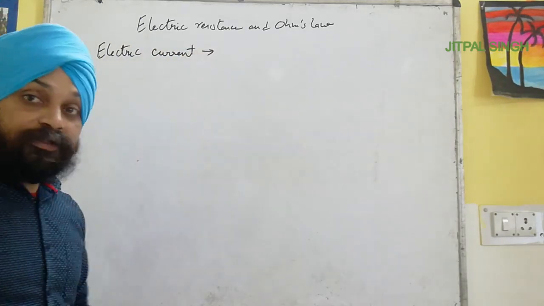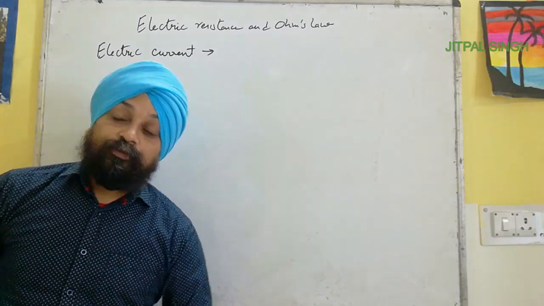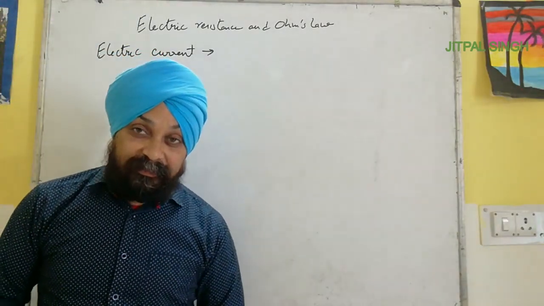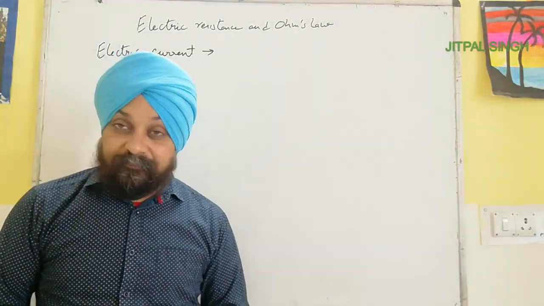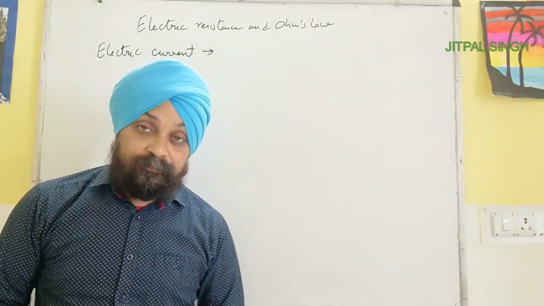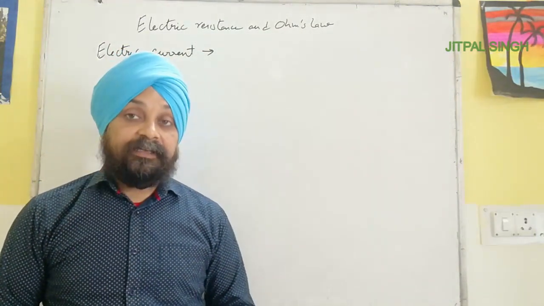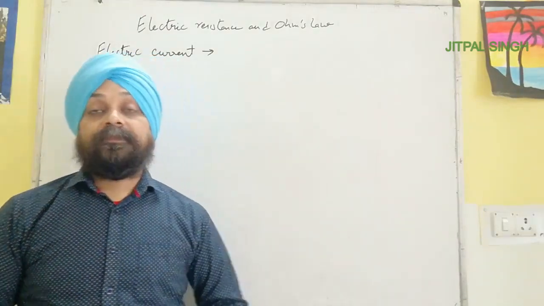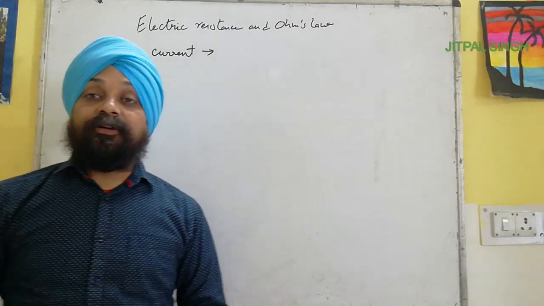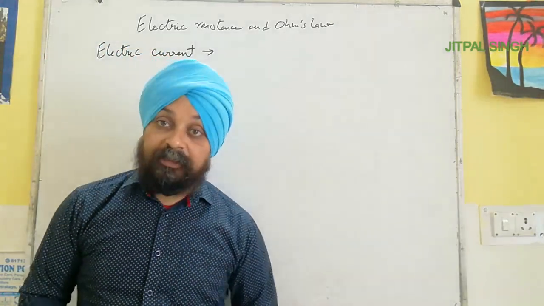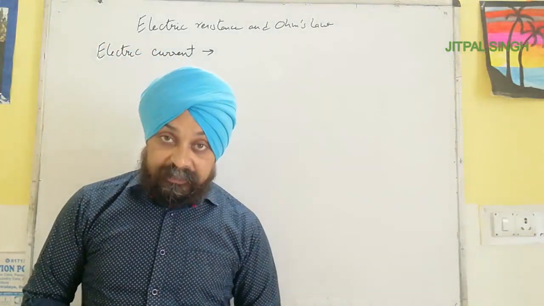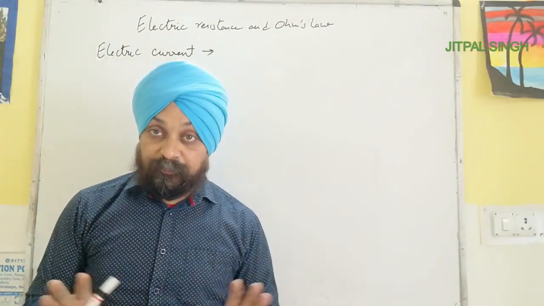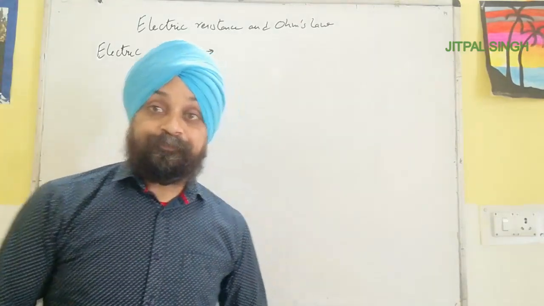I hope the term electric current is not new for you all. You have studied the same in class 10. The rate of flow of charge is defined as current through the conductor. Or you can say the rate of flow of charge through a wire gives the electric current through the conductor. I hope this point is clear to everyone.